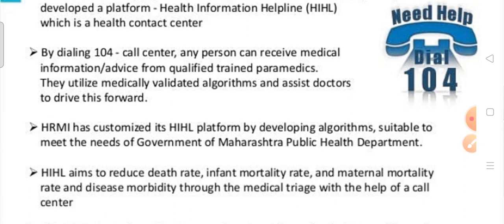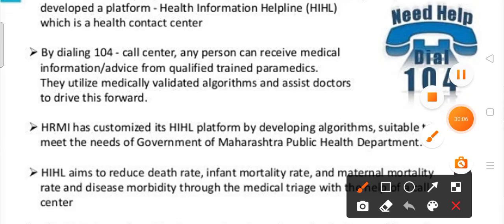Triage is nothing but tagging of the people according to their condition. We tag the patients with the colors red, green, yellow, and so on. This is the identification and tagging of clients with the help of call centers. This is the 104 service. This point also you can write.